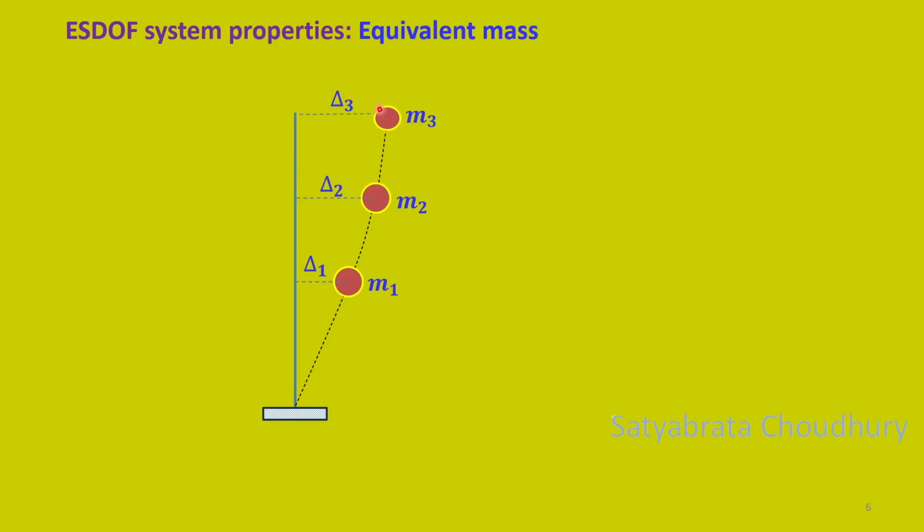So this is a multiple degree of freedom system having masses M1, M2, M3, and we want to find a single mass for the equivalent single degree of freedom system. The mass is say ME, and the displacement the effective mass has suffered from the original position is delta E, and the effective height is HE, given here. So we are interested in finding the effective mass ME.